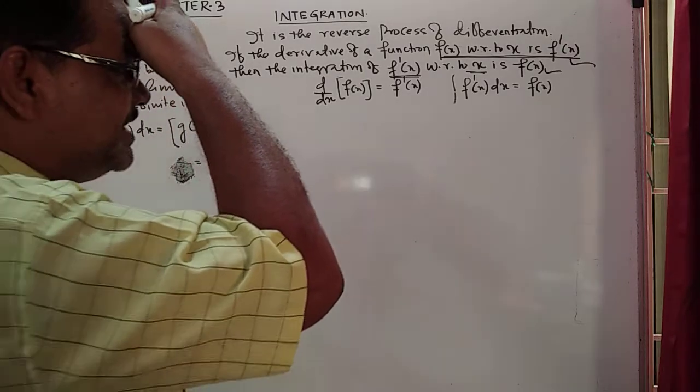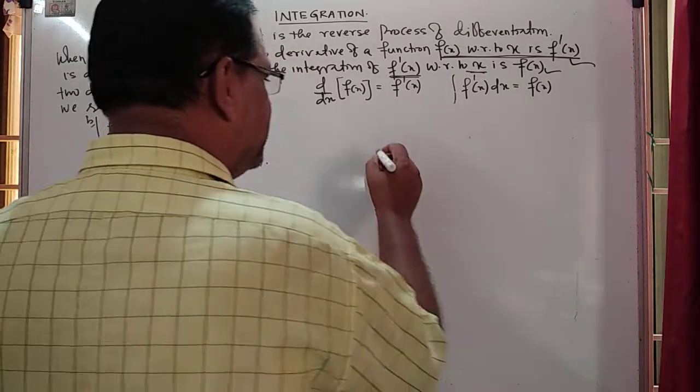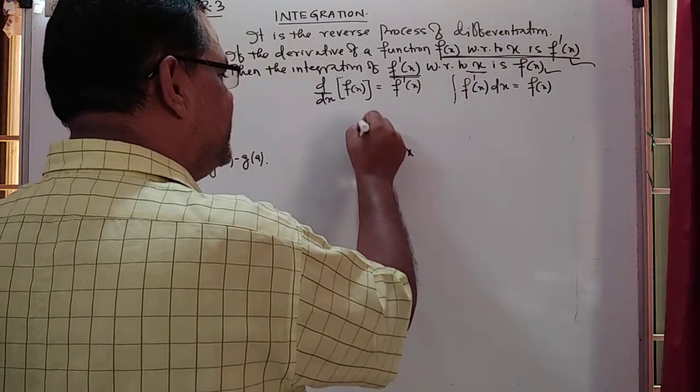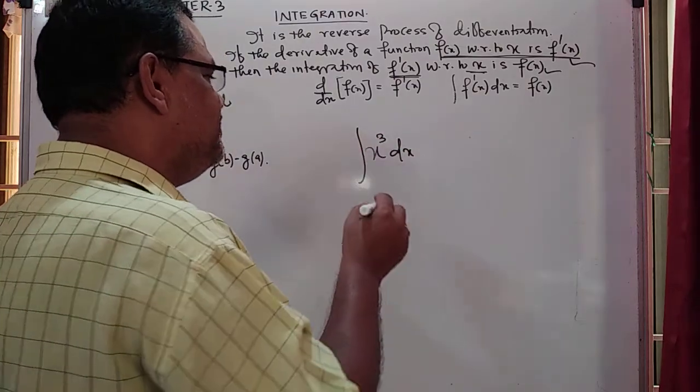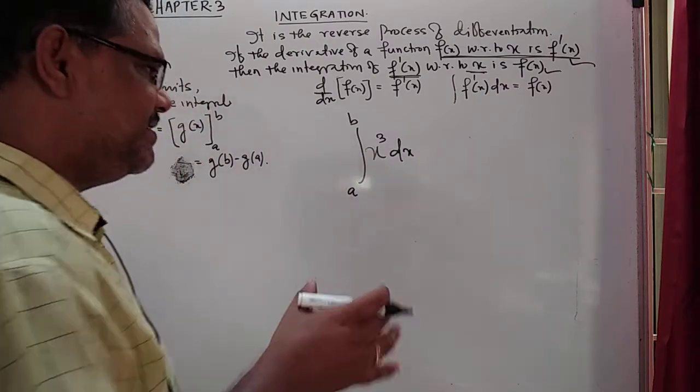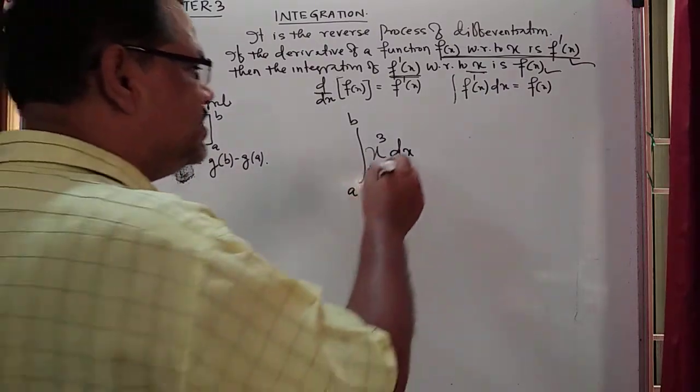So how are we using the definite integration? For example, take the integral of x cube dx, and I put the limits as a to b. We are restricting the function from a to b. So what will be the result?